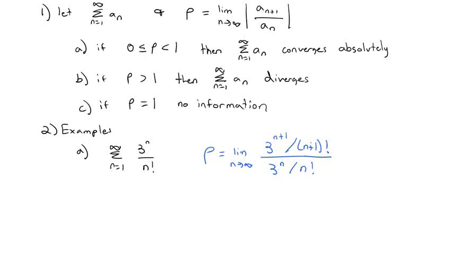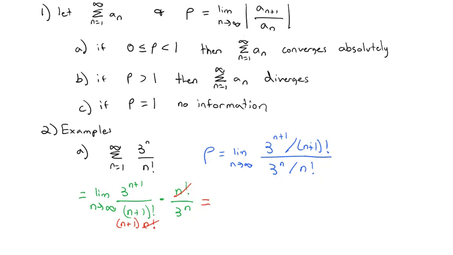Well, if we simplify this by multiplying by the reciprocal, we get rho is equal to the limit as n goes to infinity of 3 to the n plus 1 over n plus 1 factorial times n factorial over 3 to the n, which is very interesting because n plus 1 factorial represents n plus 1 times n minus 1. Factorial multiplies by everything below it. Specifically, I could write n plus 1 times everything below it, which is n factorial. which is nice because then the n factorials would divide out, leaving behind an n plus 1.